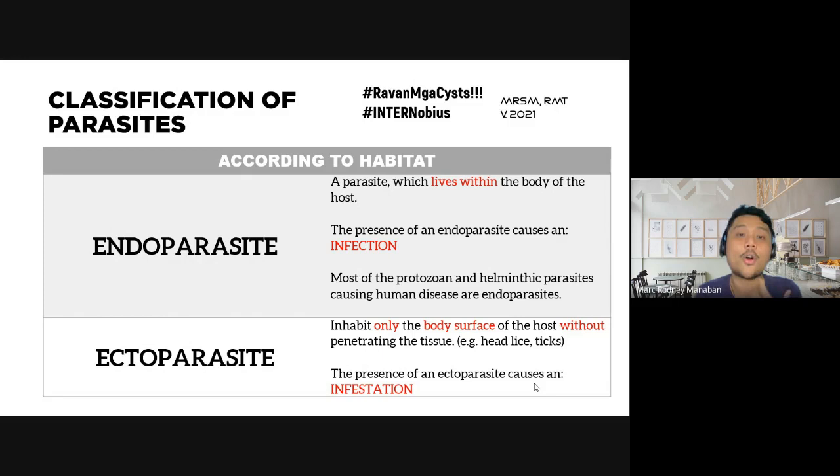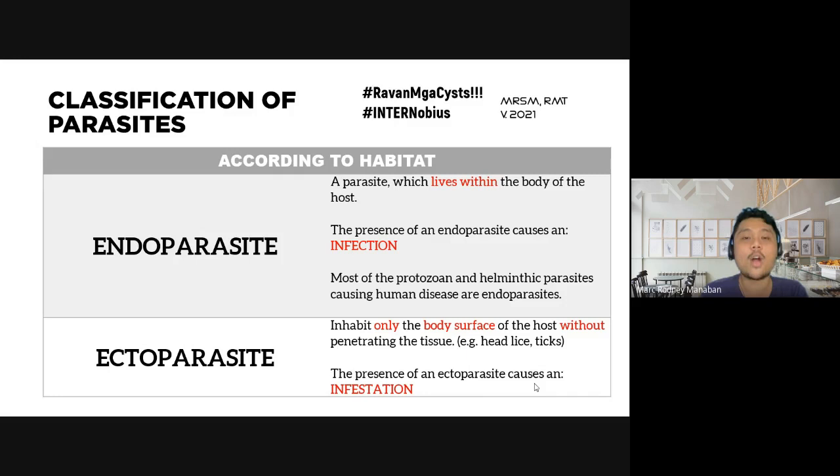And once the endoparasite is inside the body of the host, it establishes an infection, okay, because again, it's inside the host, so pwede siya mag-create og diseases, create siya og infection. Now, majority of your parasitic diseases, both helminth or protozoa, they are endoparasites. They live within the body of the host. Okay? Alright. Now, in contrast, you have your ectoparasite. We have already mentioned that. Ecto is a prefix that means outside. So here, ectoparasite, parasites that live only within the surface of the body of the host, and it does not penetrate. Ayan, hindi siya ganag penetration. So it does not penetrate the tissue, only lives within the surface of the host.